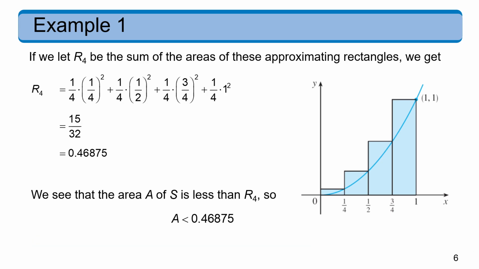Now we're ready to add the areas of the 4 rectangles we just created. The notation here, we're using capital R sub 4. The capital R stands for right, and the reason we use that is because, remember, we used the right endpoint of each subinterval to determine the height of these rectangles. The subscript 4 indicates the number of rectangles that we chose to use.